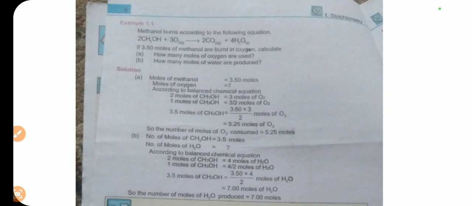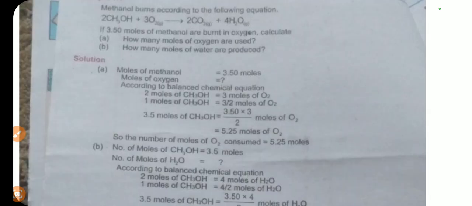First, the things which are given, we have to write about them. Moles of methanol is equal to 3.50 moles. Now we have to find the moles of oxygen. So first we have to check the ratios given in the above chemical reaction. If 2 moles of methanol react, then 3 moles of oxygen must react. So 2 moles of methanol is equal to 3 moles of oxygen.